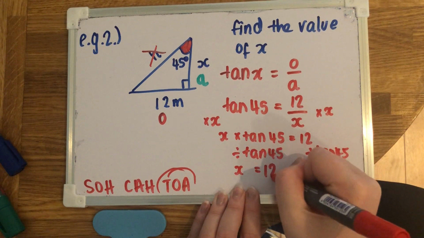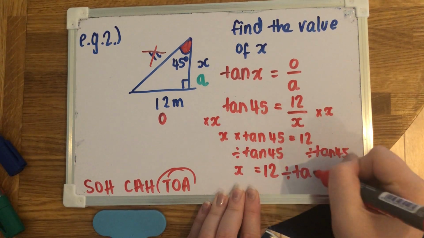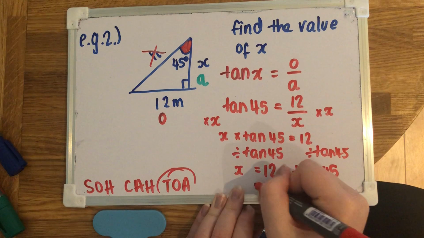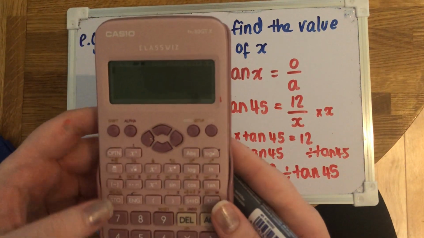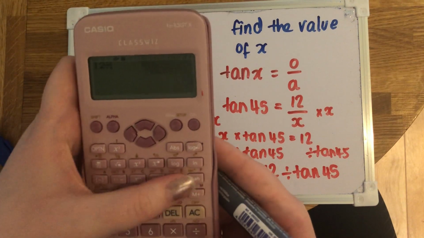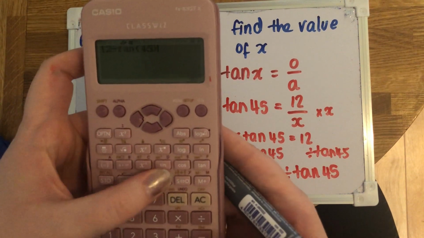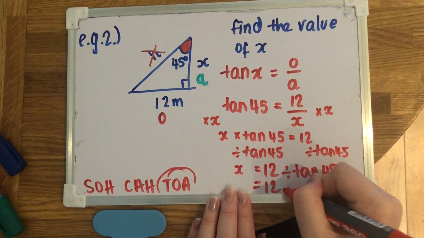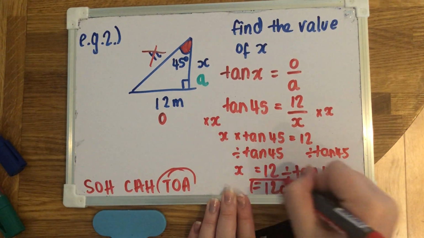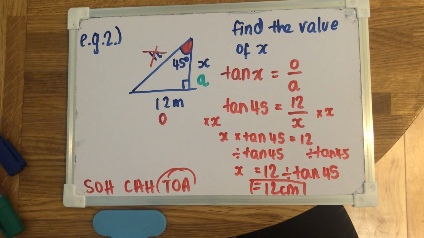So in a calculator we type in 12 divided by tan 45. Okay, so we've got 12 divided by tan 45. Nice answer, 12. And that's all you have to do. Okay, so just make sure one, label, two, work out which formula you need, and three, work it out. Good.